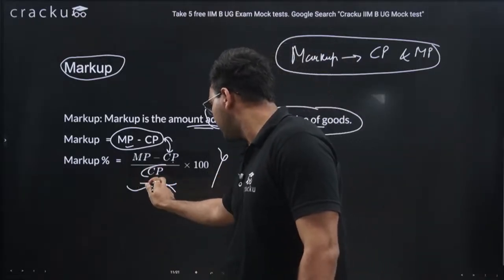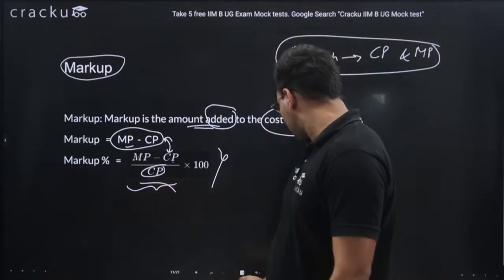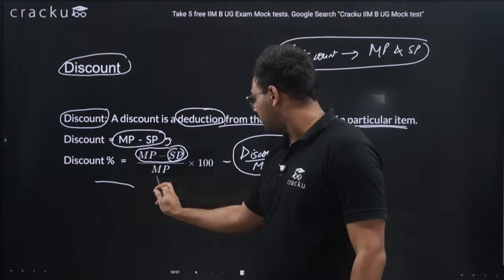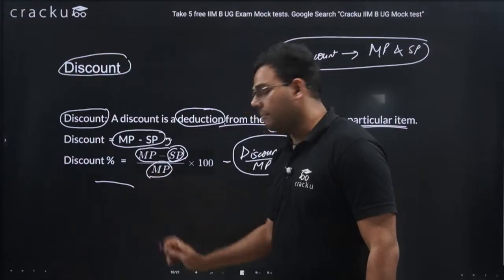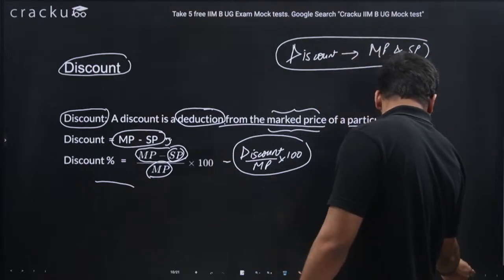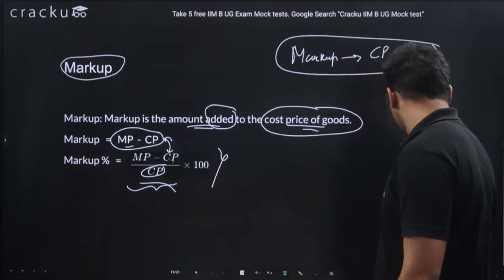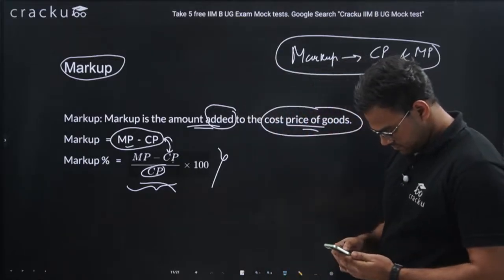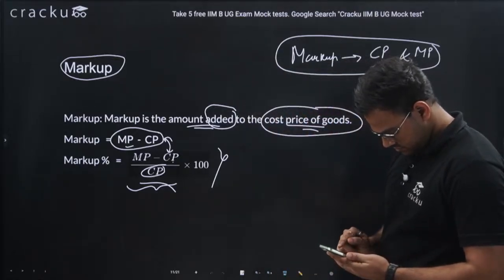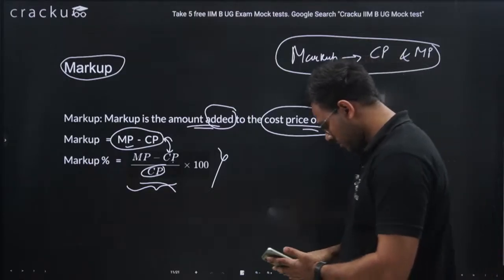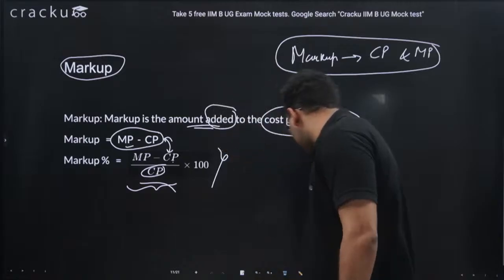Also, for markup it is MP minus CP divided by CP, and for the previous one, which is discount, it is MP minus SP divided by MP into 100. This was about discount and markup. If you have any doubts, you can ask. So let's move to the next slide.